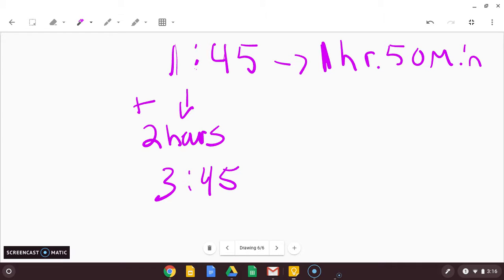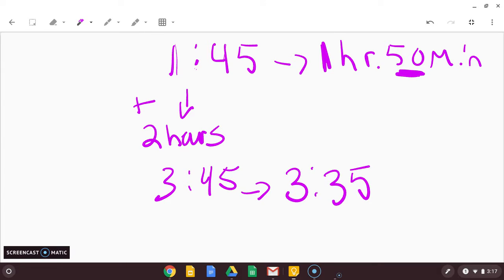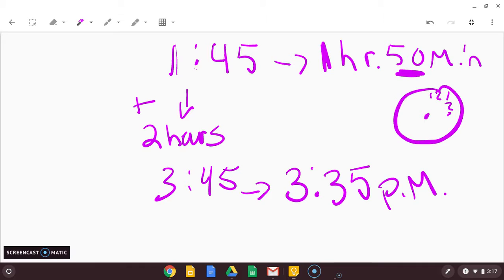And then all we have to do is count back 10 minutes because there are 60 minutes in an hour. So we just count backwards 10 minutes. We can even count with our fingers if we need to. 45 minus 10 minutes is going to give us 35. So we have the time of 3:35 p.m.